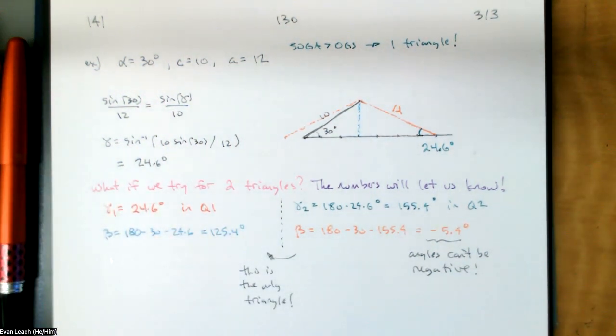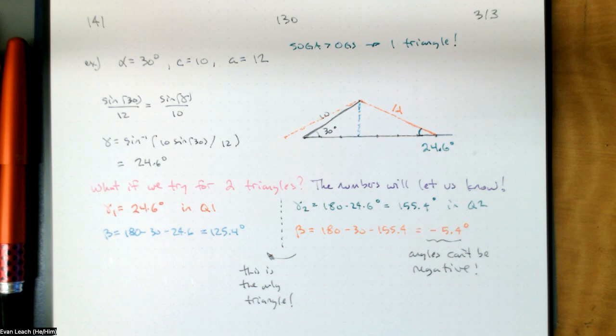And so there's our one triangle. By looking at the height of the triangle, we can figure out if there's going to be 0, 1, 2, or 1 triangles. But if we don't notice, we can just try to solve the triangle and the numbers will let us know. If we always just try to find 2, the numbers will let us know. If there are 0 triangles, we get an error when we try to find that first angle. If there are 2 triangles, then we'll be able to find 2 triangles. If there's only 1 triangle, then we're only going to be able to find 1 triangle.